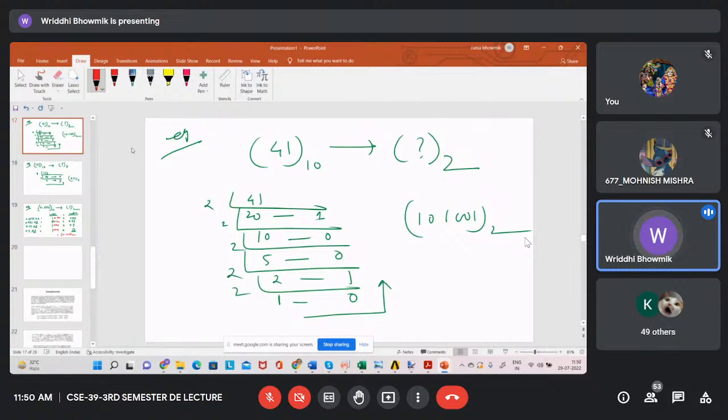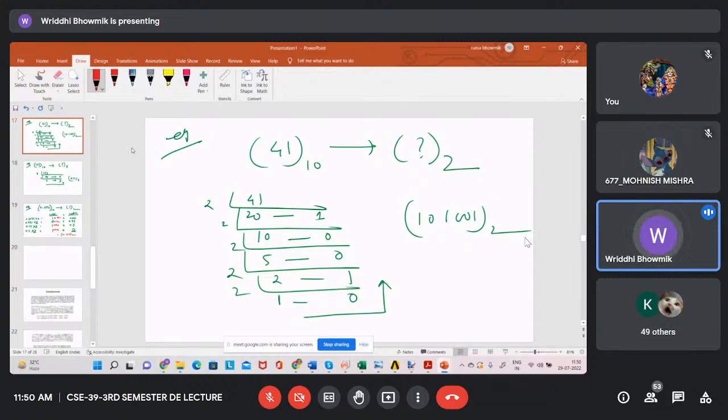So what you have done, you have divided the 41 by this base 2, and you will check the remainder. When you divide the 41 by 2, the remainder is 1. When you divide the 20 by 2, the remainder is 0, and so on. And you are taking the remainder part and moving from down to up. So this is the case for an integer.